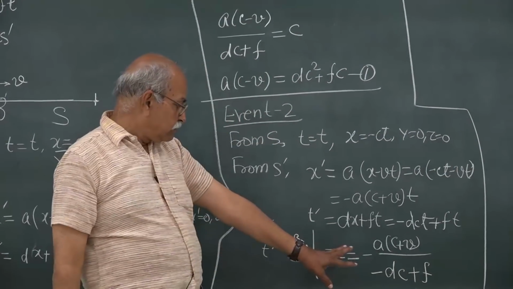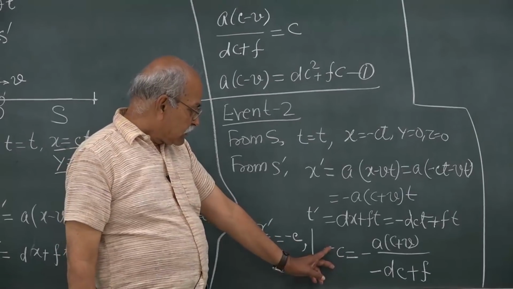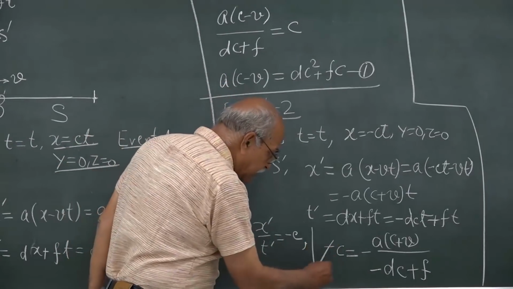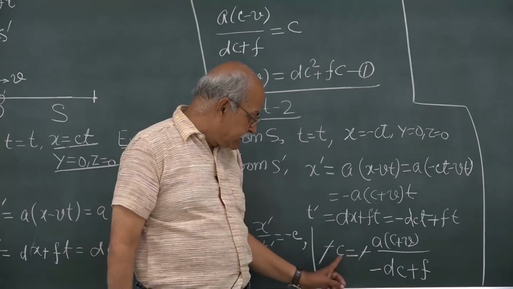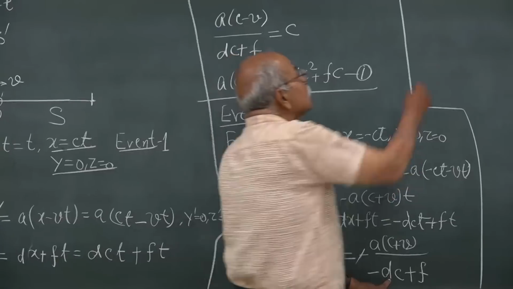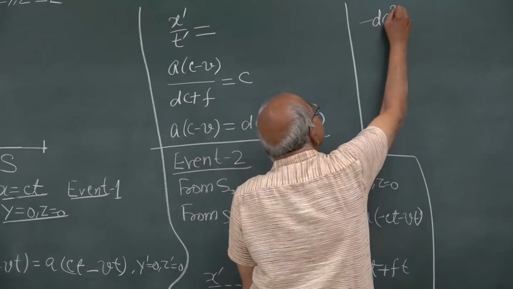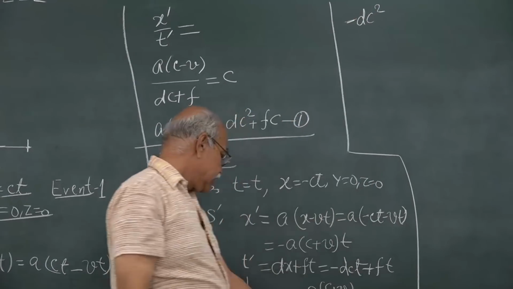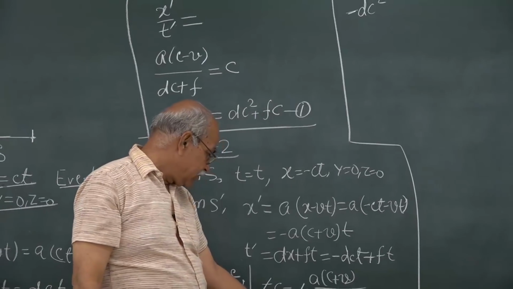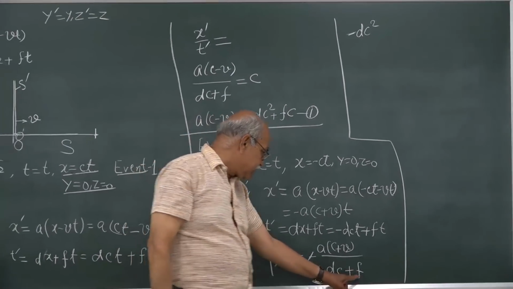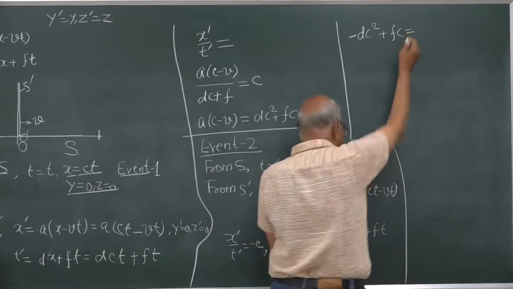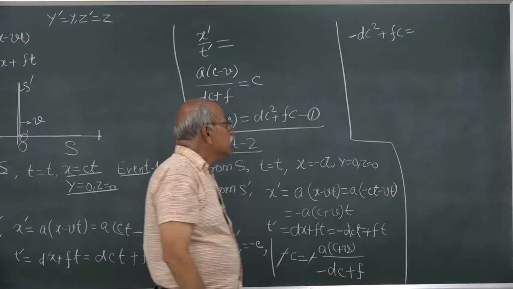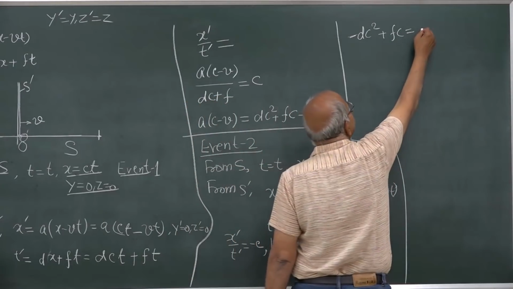So, let us work out a little bit. You can remove this minus and this minus, and then let us cross multiply. Minus D c square plus F c is equal to this side, A into c plus v.